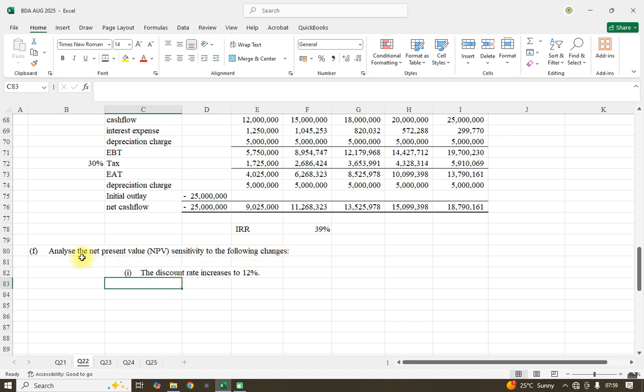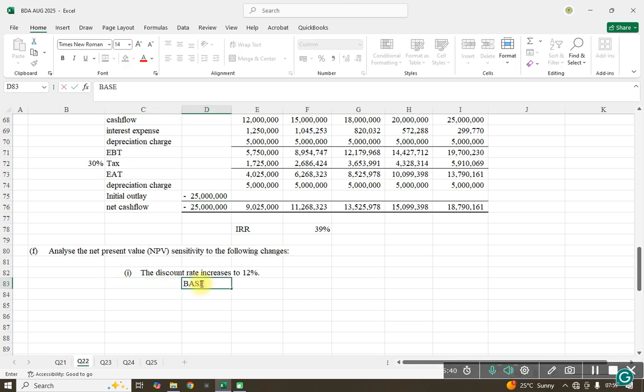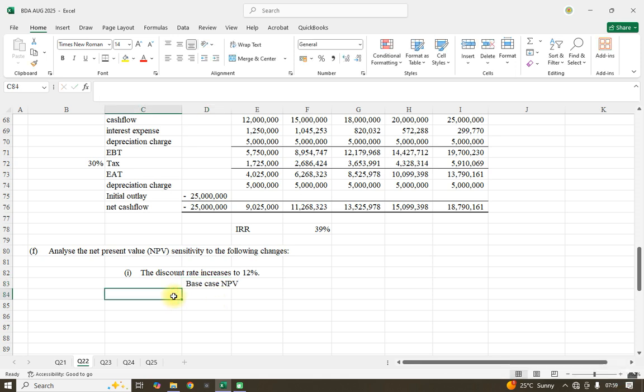So the first thing, before you get the NPV sensitivity, you have to get the base case. Base case NPV. And remember, for the base case, we have the net cash flow. So we shall have the year. Yeah. Talk about year 0.